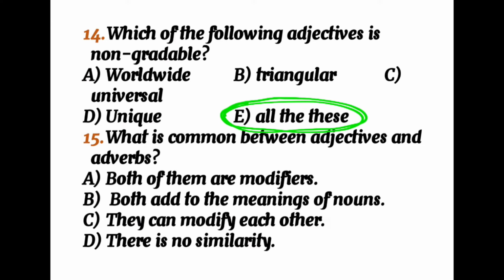This is not correct, because adjectives definitely can add something to the meaning of a noun, but adverbs cannot modify a noun. Adverbs modify a verb, an adjective, or even another adverb, but an adverb cannot modify a noun. They can modify each other? Not possible. Each other would mean that an adjective should modify an adverb and vice versa, but we know that adverbs can modify an adjective, but an adjective cannot modify an adverb, so each other is not correct.